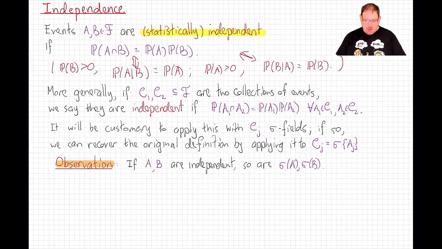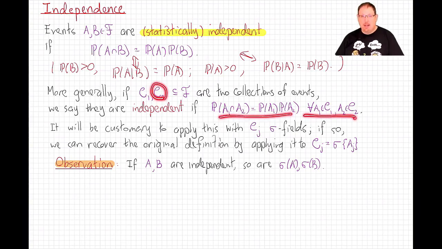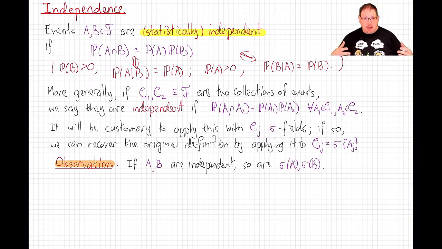Now, more generally, we'll talk about classes of events being independent. If I have two sets of events, C1 and C2, in the sigma field, we call them independent if, given any event from the first class and any event from the second class, those two are independent. It will be useful and customary to apply this usually when those classes are sigma fields, although that won't always be the case a priori. We will soon see that we can usually boost independence from classes to sigma fields under reasonable conditions.